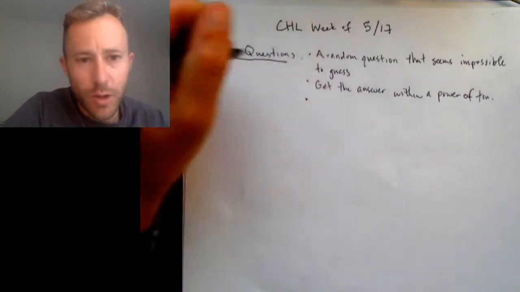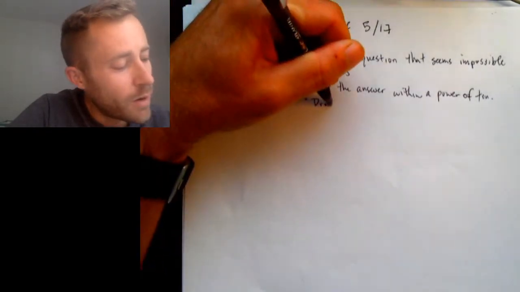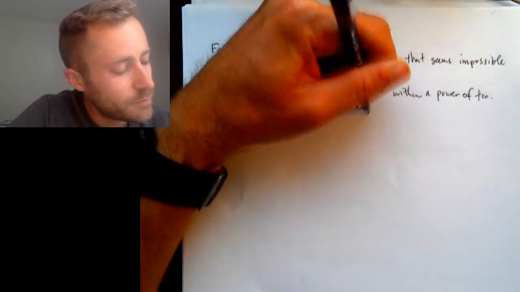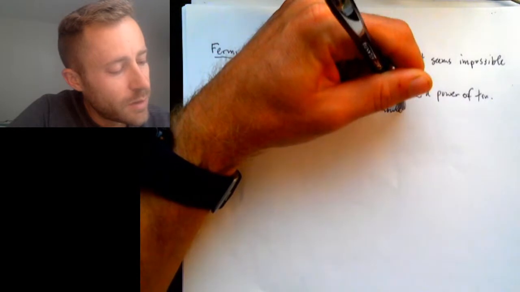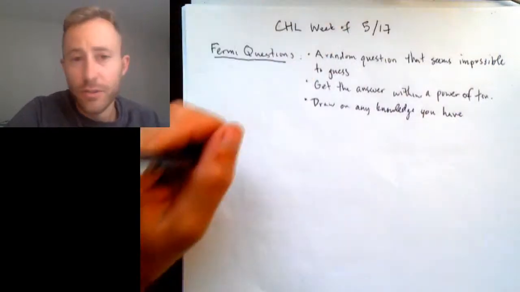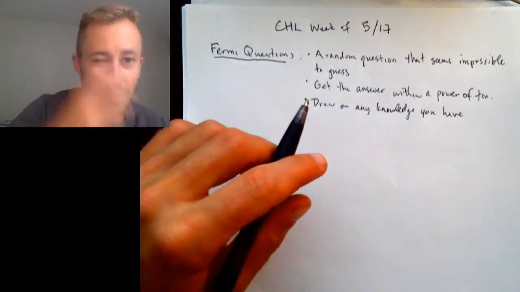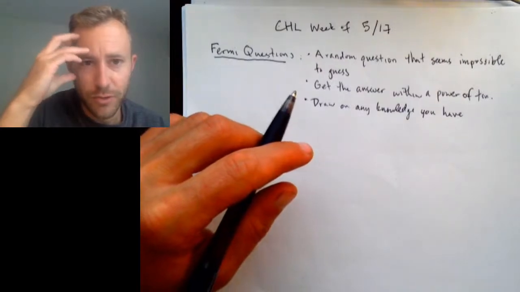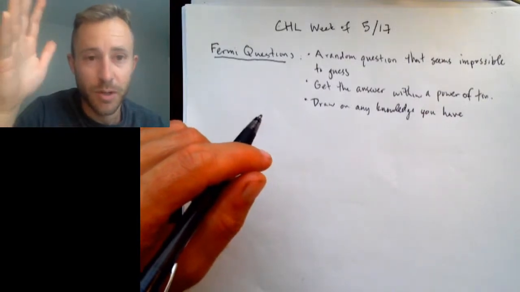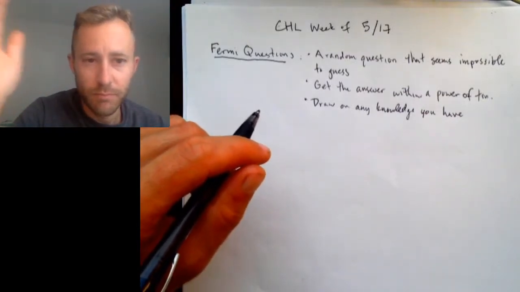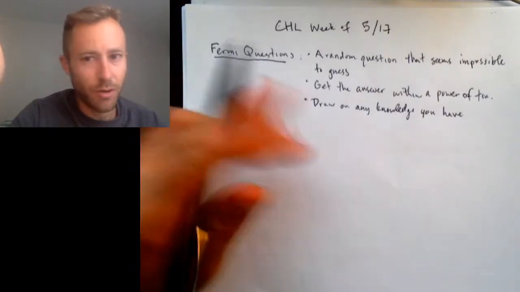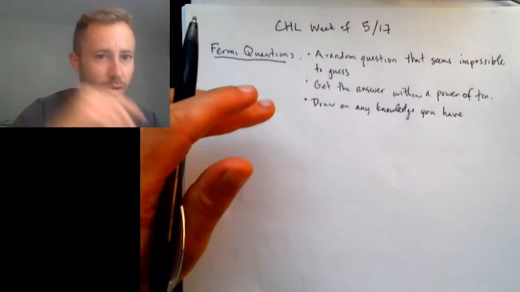And you want to draw on any knowledge you have. That's important. Literally anything that is within your memory. You need to learn how to search your memory for any random factoid or any random experience that could give you a foothold on the problem. So any random background knowledge you might have, you want to draw on.